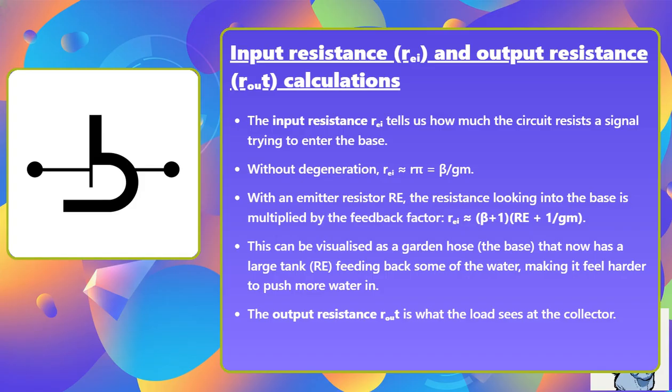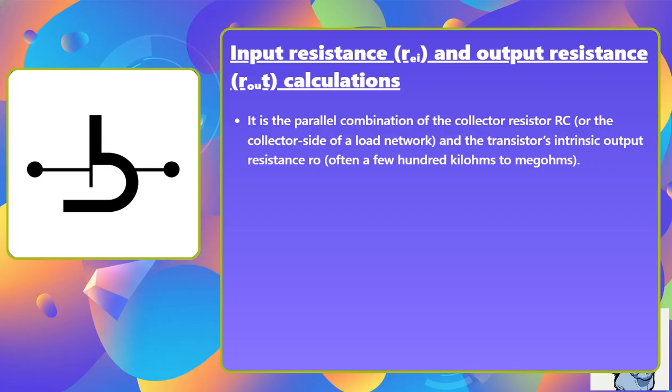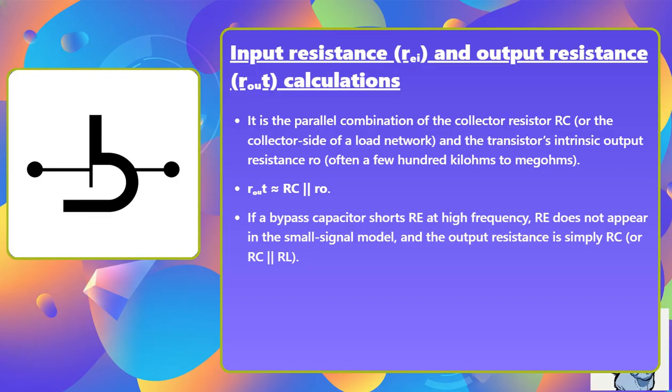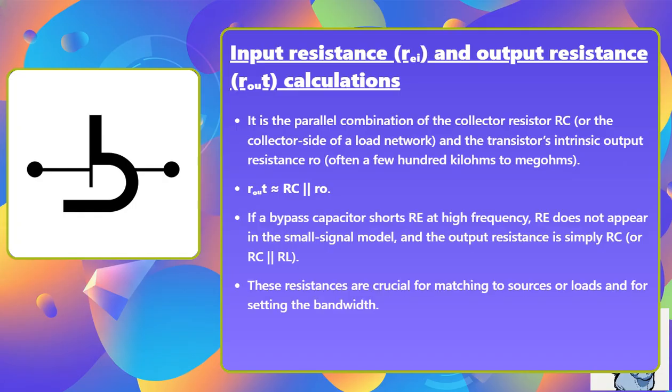The output resistance R_out is what the load sees at the collector. It is the parallel combination of the collector resistor RC, or the collector side of a load network, and the transistor's intrinsic output resistance r_o, often a few hundred kiloohms to megohms. Thus, R_out approximately equals RC in parallel with r_o. If a bypass capacitor shorts RE at high frequency, RE does not appear in the small signal model, and the output resistance is simply RC, or RC in parallel with RL. These resistances are crucial for matching to sources or loads, and for setting the bandwidth.